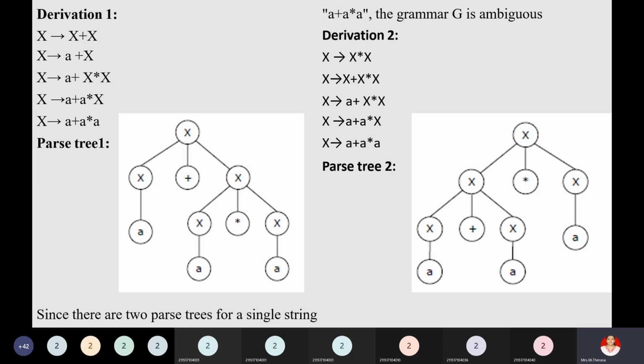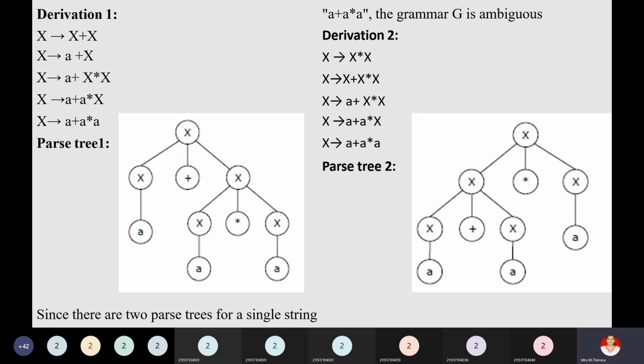The first derivation starts with the start symbol x, which is replaced with x plus x, whereas the second derivation starts with x star x. In both cases we are applying the leftmost derivation. There is no difference in that. But in order to derive a plus a star a, you may start with x plus x or x star x. Whenever we start with x plus x, you can replace the first x by a, then the next x by x star x, then these x's by a and a. At last, a plus a star a is derived.